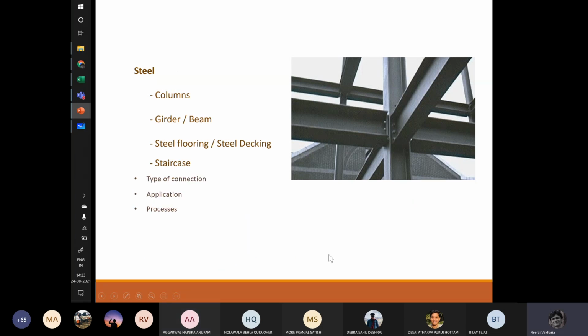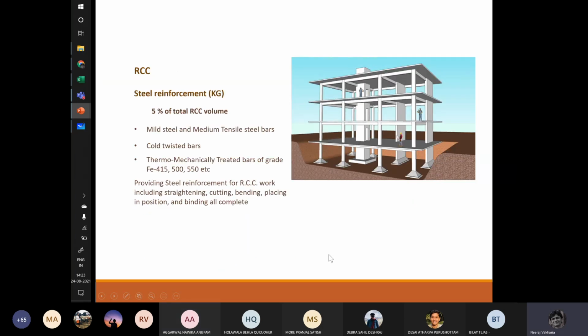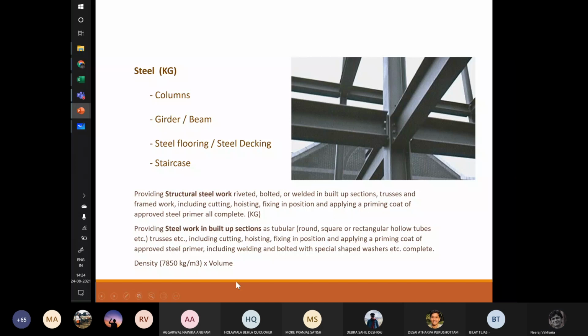So when you are going to calculate for steel reinforcement also, when you are calculating 5% of total volume, you will get a volume that you have to convert into kg. Okay, is it clear? Should we move ahead?